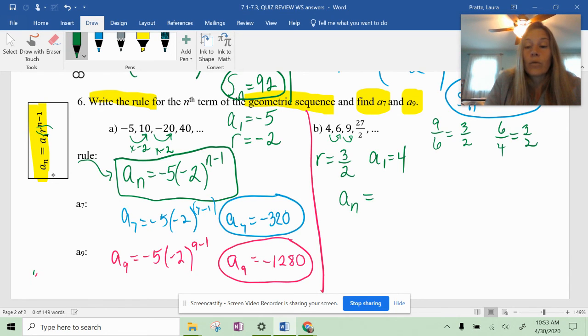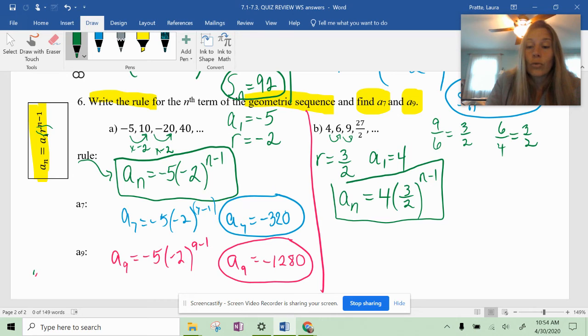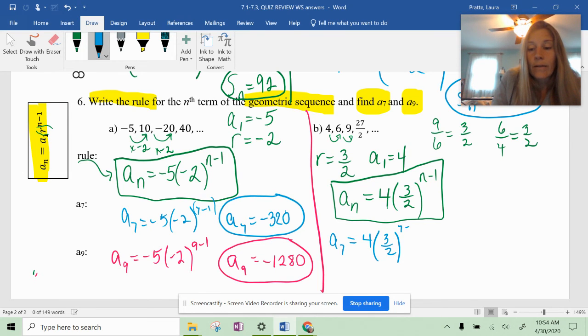So a sub n equals my first term, which is 4, times my R value, and I'm putting it in parentheses, raised to n minus 1. So that is my geometric rule right there. So now I'm going to find my a sub 7 by putting in the 7 there.